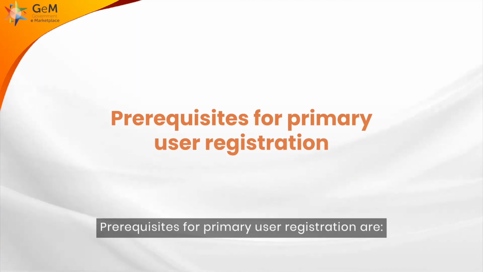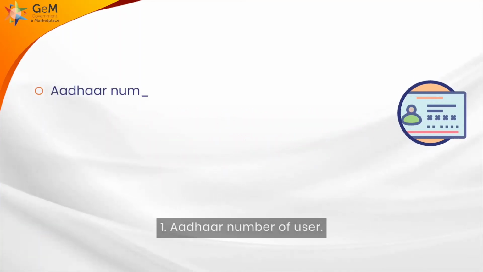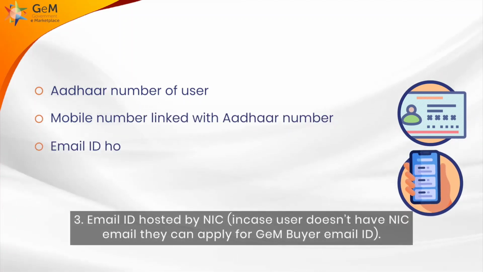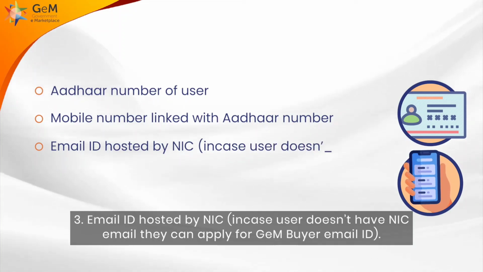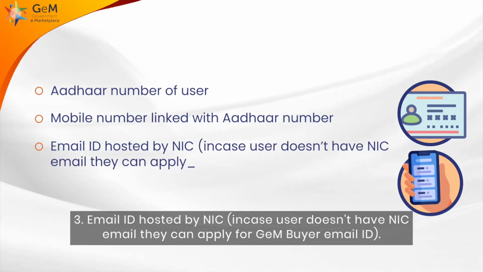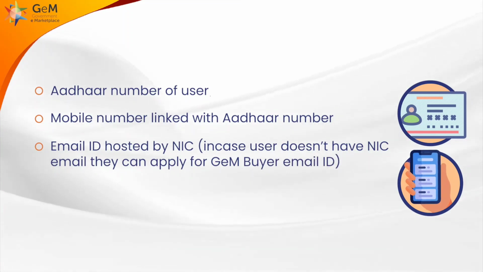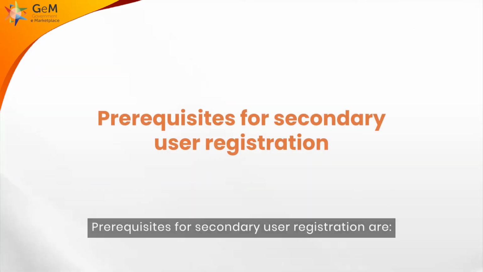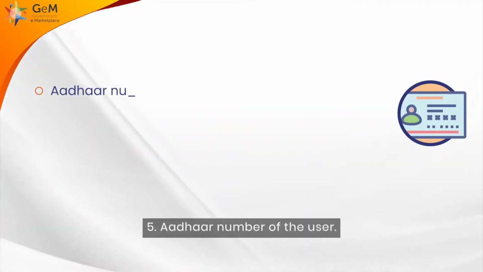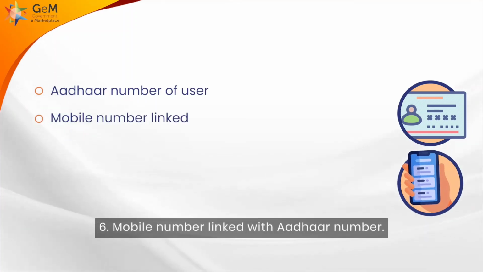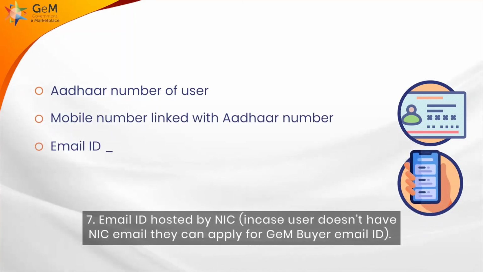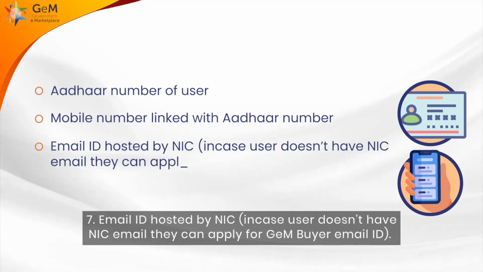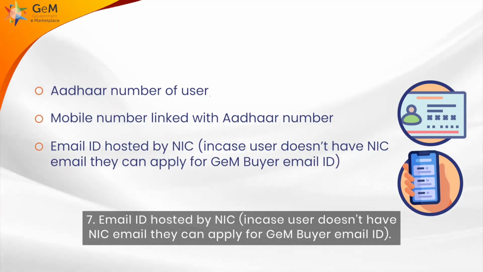Prerequisites for primary user registration are: 1. Aadhaar number of user. 2. Mobile number linked with Aadhaar number. 3. Email ID hosted by NIC. In case user doesn't have NIC email, they can apply for GeM buyer email ID. 4. Verifying authority details. Prerequisites for secondary user registration are: 5. Aadhaar number of the user. 6. Mobile number linked with Aadhaar number. 7. Email ID hosted by NIC. In case user doesn't have NIC email, they can apply for GeM buyer email ID.